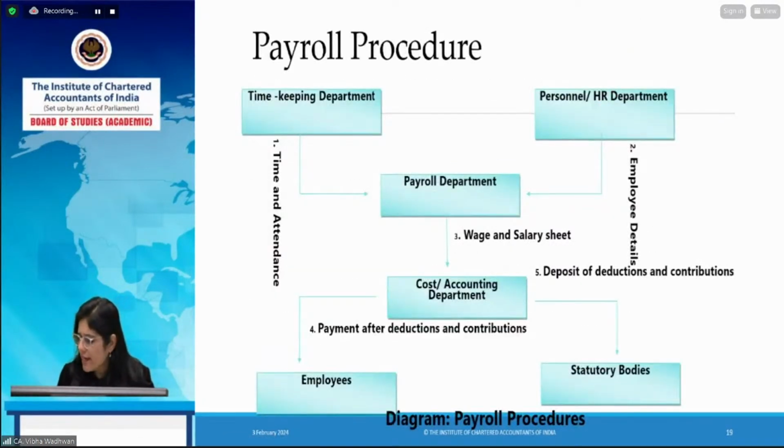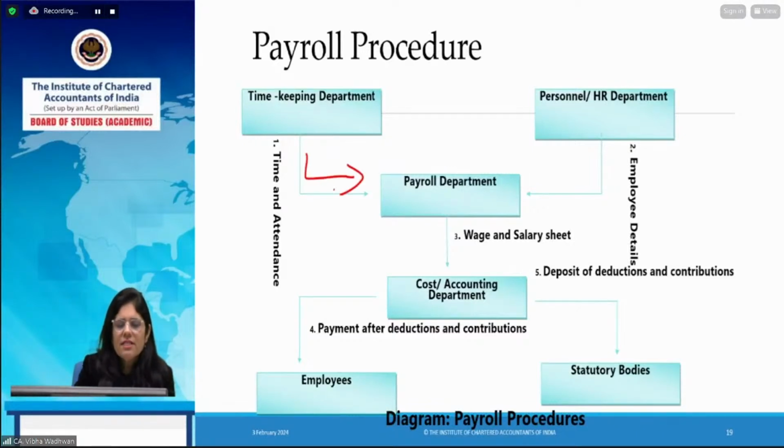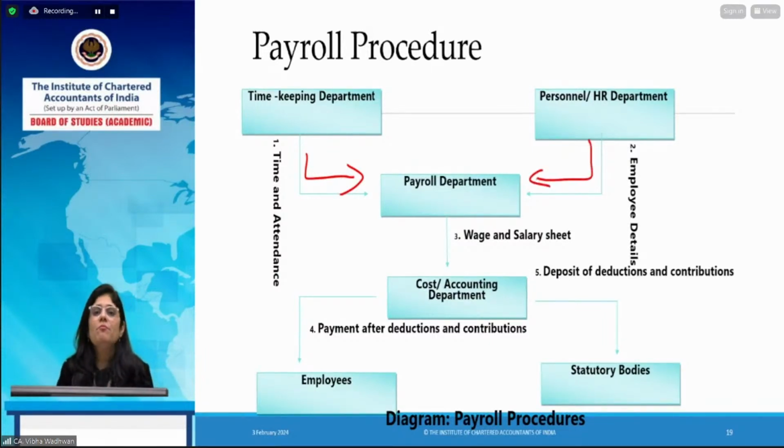So now this is the entire payroll procedure. The timekeeping department, as we have discussed, records the time and the time spent on the jobs also. Clear? Then they have the personnel department. The timekeeping department will send the record of time to the payroll department, and the personnel department will send the list of all the employees and their wage rate or salary rate to the payroll department. The payroll department will calculate the salary and make the pay slip of every employee and worker.